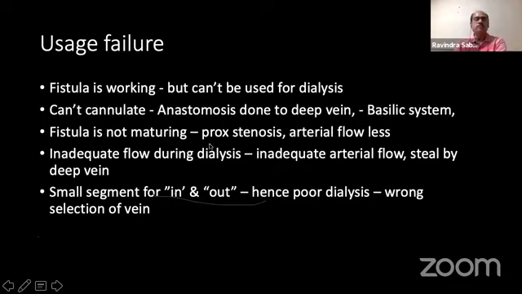There is a thrill, but it is not maturing. It is not that good a thrill, because the arterial flow is less. You have not selected a proper artery which has a nice proper flow, or there could be a proximal stenosis. Inadequate flow during dialysis because of the inadequate arterial flow, still by the deep vein. We have seen that. And a very small segment for in and out.